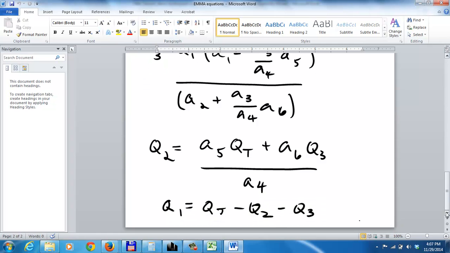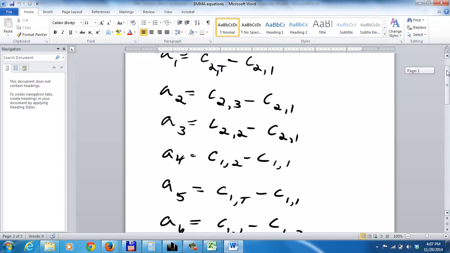And then lastly, the discharge of the surface runoff is just going to be QT minus Q2 minus Q3. Both Q2 and Q3 were just calculated. So we now know what the surface runoff value is. Alright, so now we can go just up and look at the definitions of the A values.